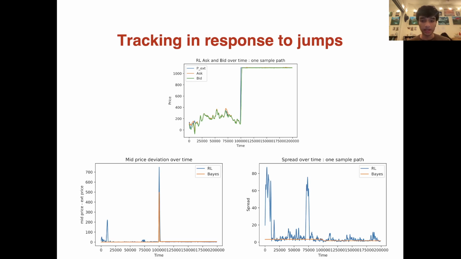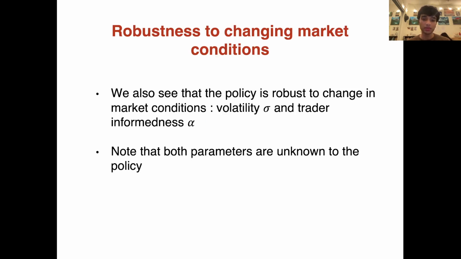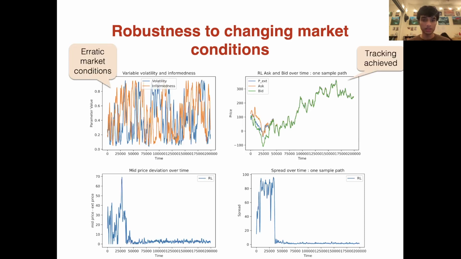Again, the mid price deviation and the spread decay very quickly, and we see that the arbitrage loss because of a large jump is also avoided by the policy. Further, we observed that our policy is robust to changing market conditions. That is, if we change the price jump probability sigma or the trader informedness alpha with time, even though the parameters are completely unknown to it, it would keep track of the external price. This robustness can be demonstrated through these figures.